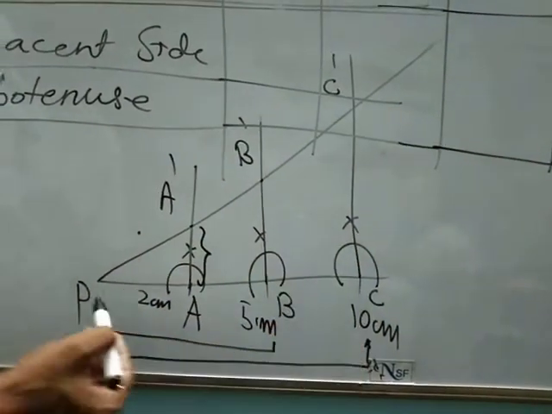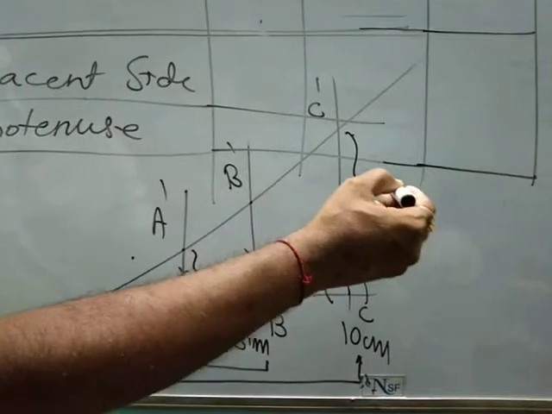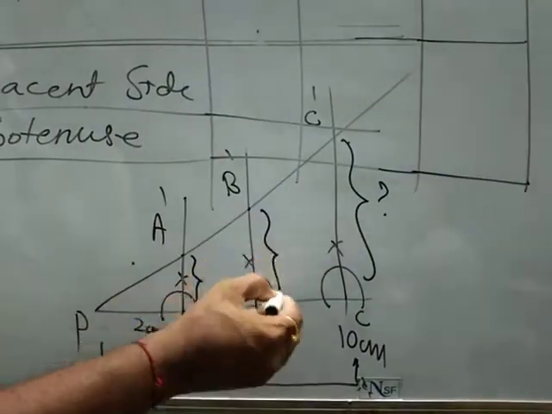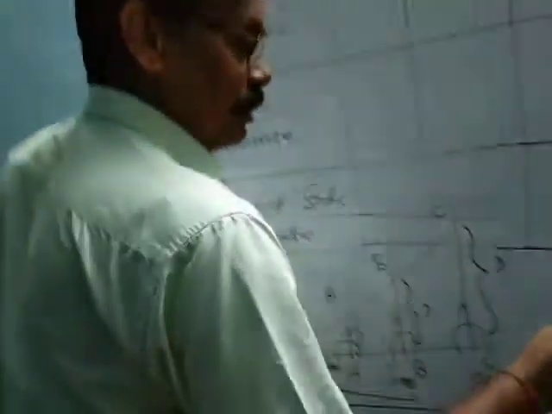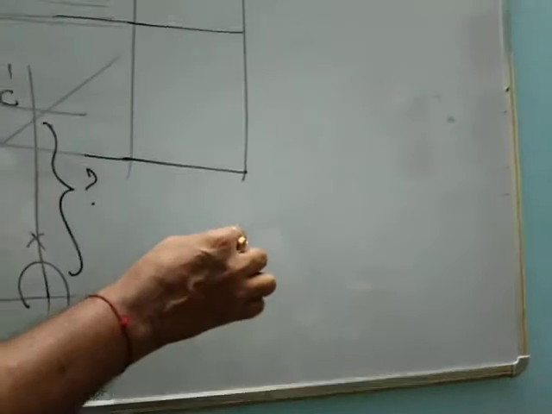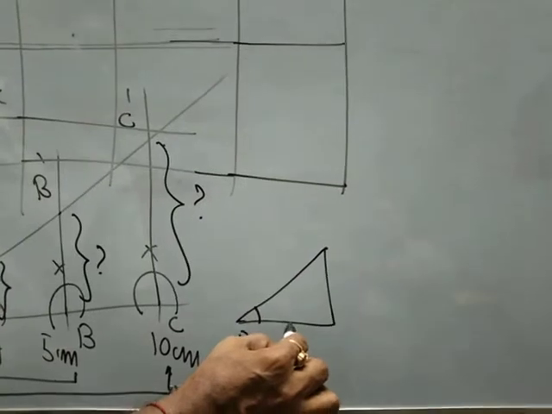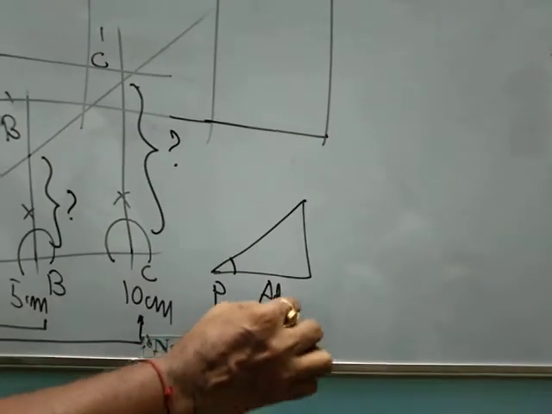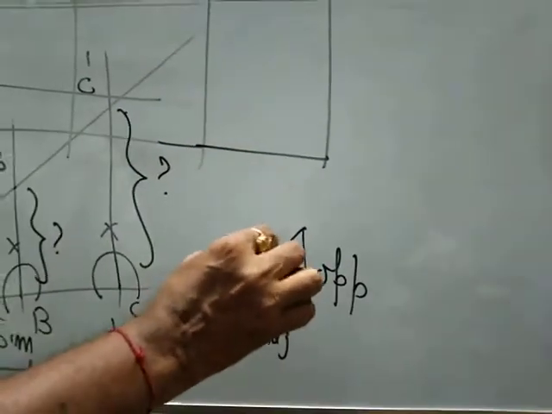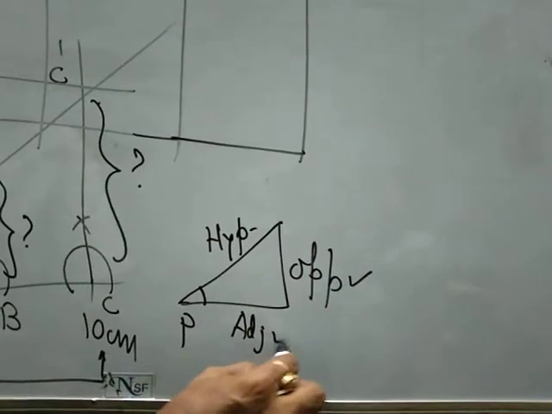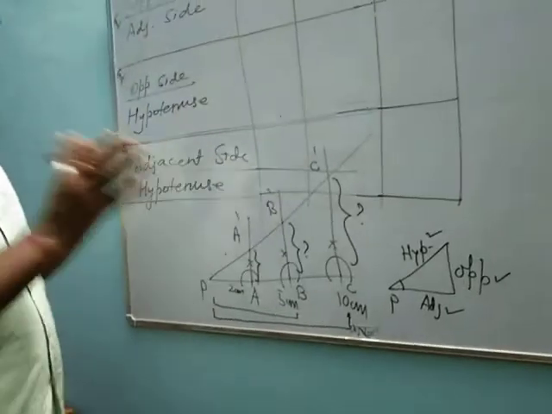You know PC is here 10. Measure CC dash and write here, BB dash and write here, and measure in this way. In this way you are going to measure all the three sides of these three right triangles. We are talking about this angle P. So this side is adjacent, this side is opposite and this side is hypotenuse. So we'll measure hypotenuse, opposite side, adjacent side, hypotenuse. Measure these and keep them ready.